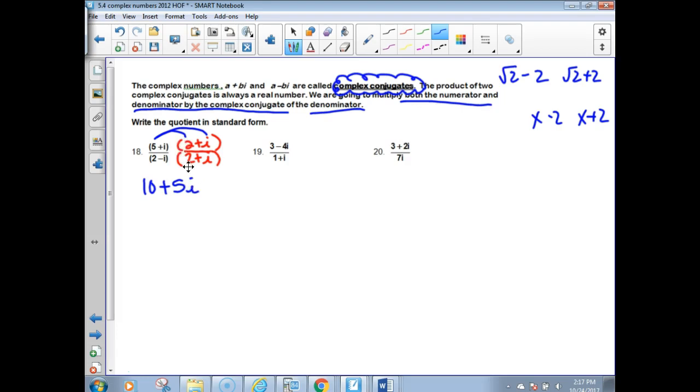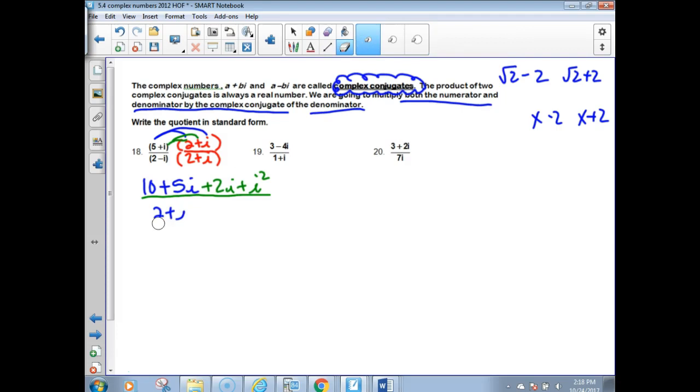Okay, now I'm going to multiply i times both of those, which is going to give me 2i plus i squared. Okay, that's the top. Now for the denominator. 2 times 2 plus i would be 2 plus i. No, it wouldn't. It would be 4 plus 2i. Negative i times 2 would be minus 2i. Negative i times i would be negative i squared.